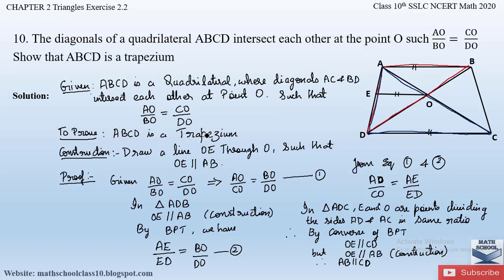For ABCD to be a trapezium, we had to prove that any two sides are parallel, right? Since AB is parallel to CD, we can say that ABCD is a trapezium. Therefore, write down: quadrilateral ABCD is a trapezium. So this is how we solve this problem.